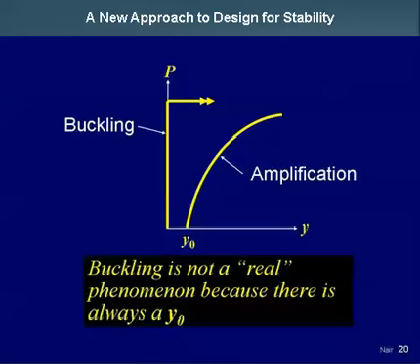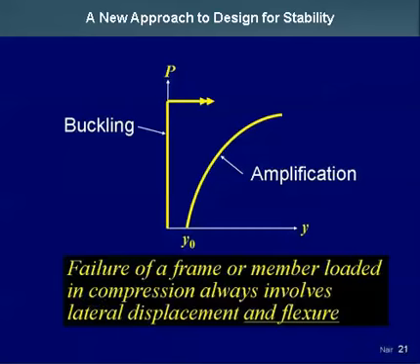Now, buckling is not a real phenomenon because in the real world, there is always a Y0. Every real member or structure has some initial imperfection, even if it's very small, or it has an initial lateral load, or both. But there is always at least an initial imperfection. So the actual response curve of any member will never look like that one on the left, but it will look like the curve on the right. You always start with some initial imperfection, and then you increase from there.